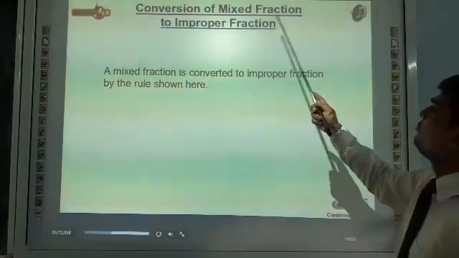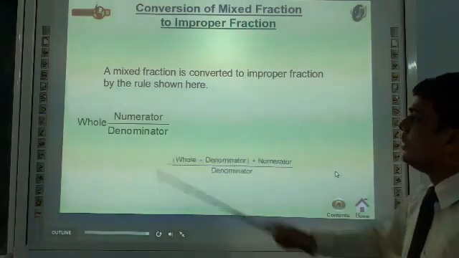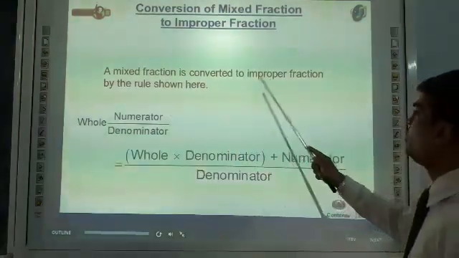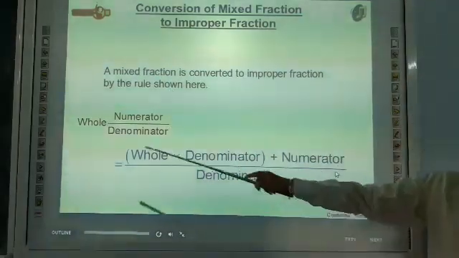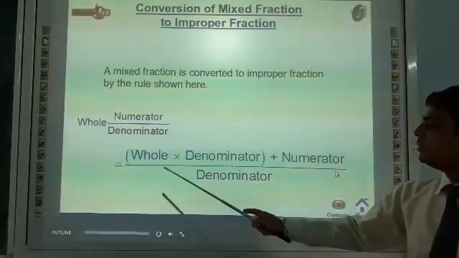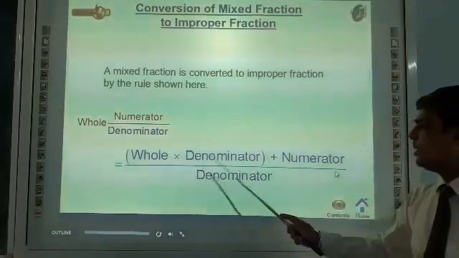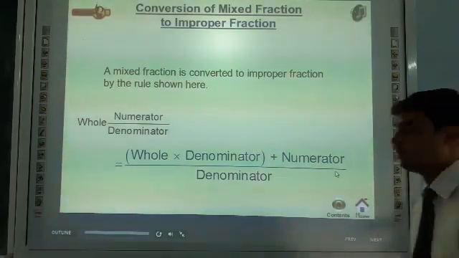Conversion of mixed fraction to improper fractions. A mixed fraction is converted to an improper fraction by the rule shown here: whole number, numerator upon denominator, is equal to whole multiplied by denominator plus numerator, upon denominator.